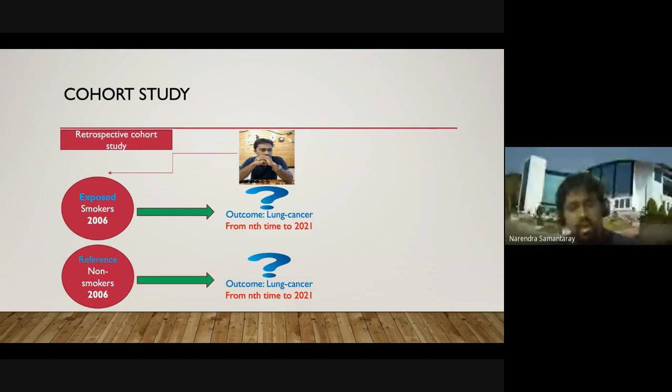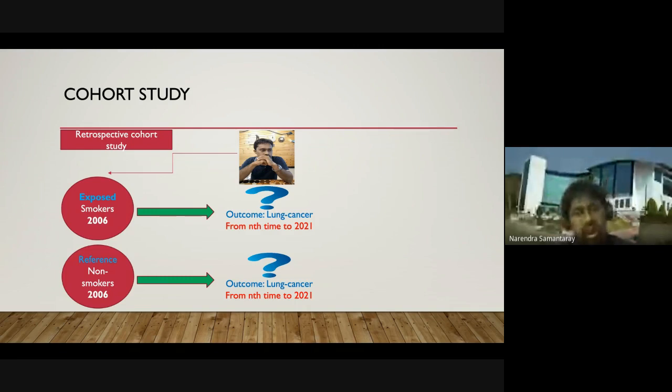Out of them, I can see how many people in the exposed group have lung cancer or do not have lung cancer. Similarly, in the non-exposure or reference group, I can see how many people have developed the outcome, how many have lung cancer, and how many do not. And I can do this comparison. The difference here is that a retrospective study is also known as a follow-up study. Why? Now I am going back in time, not in a time machine, but through the records. I'm analyzing the records from 2006 onwards.